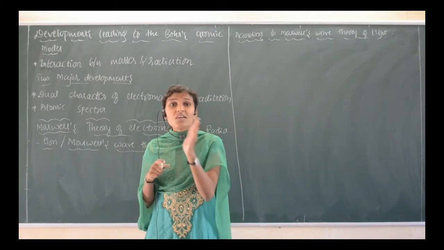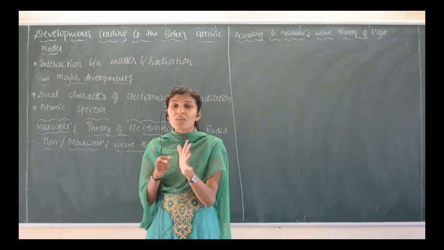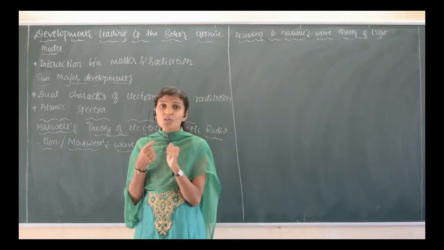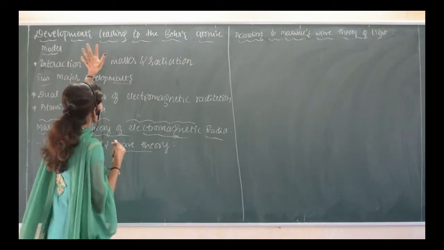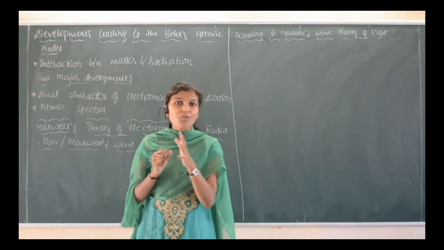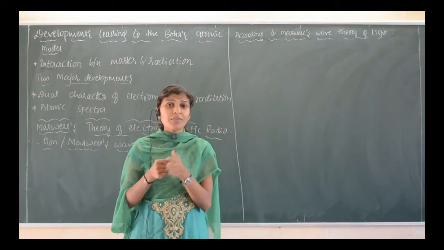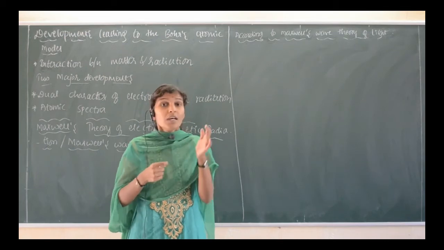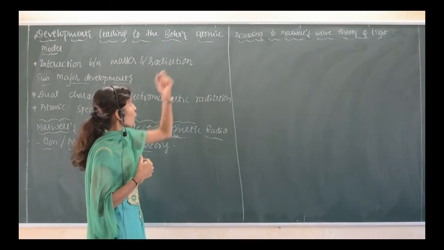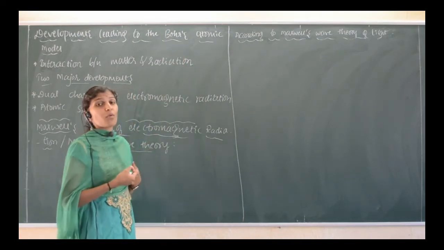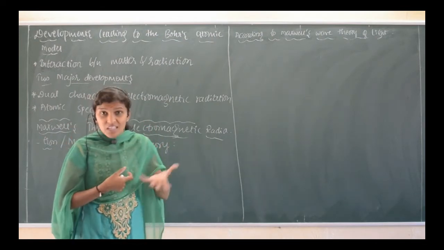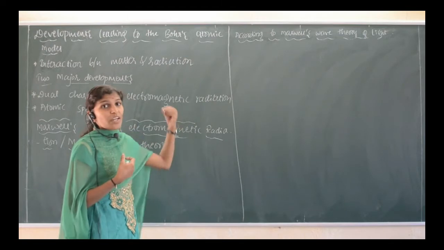And there were certain developments that happened during the formulation of Bohr's atomic model. In today's class we want to discuss the developments leading to Bohr's atomic model. Bohr's atomic model is there in your syllabus, and the previous models were deleted from your syllabus. The previous models helped the scientist Niels Bohr to propose his atomic model. So what are the developments that happened? What ideas were given by him?